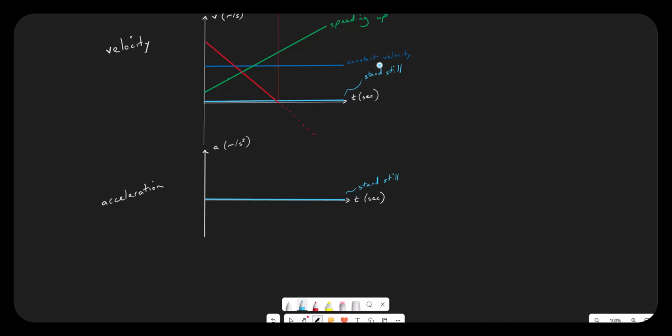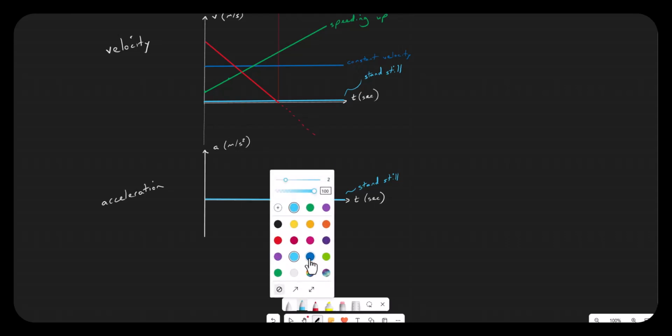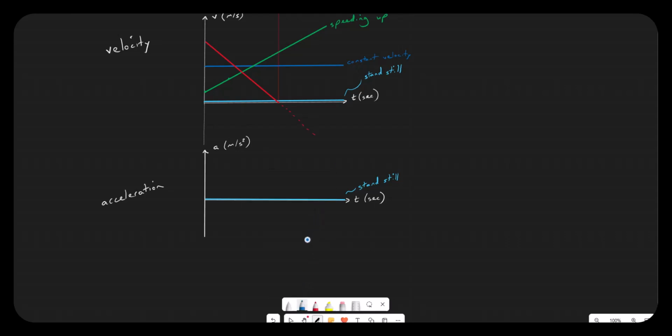Next, constant velocity. This is a flat line. I am going at one velocity. Acceleration is the rate of change of velocity. If my velocity is not changing, that means my acceleration must be 0. I would draw those directly on top of each other, but then you can't see them. So that's another line right on 0.